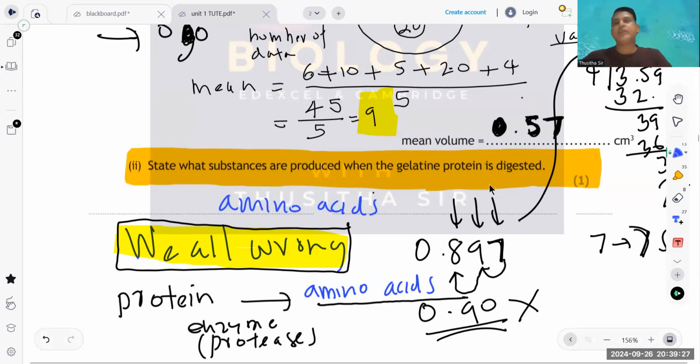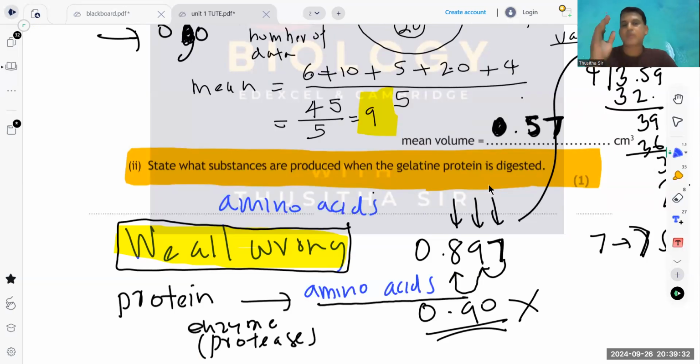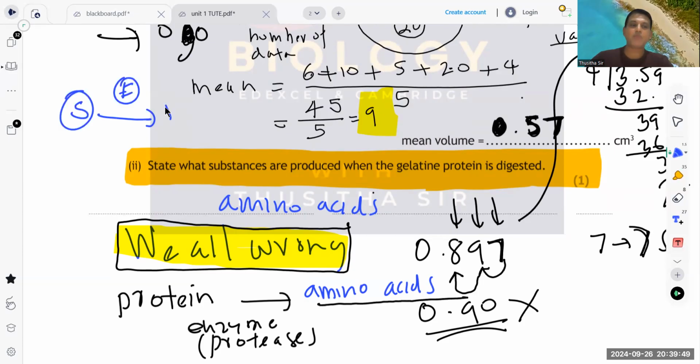So keep on studying digestion. It's very important. What is the enzyme? Where does it happen? And what is the end product? Starch, amylase, maltose, maltase, glucose. So enzyme, substrate, and product. So you have to remember what is the substrate, what is the enzyme, and what is the product in digestion.